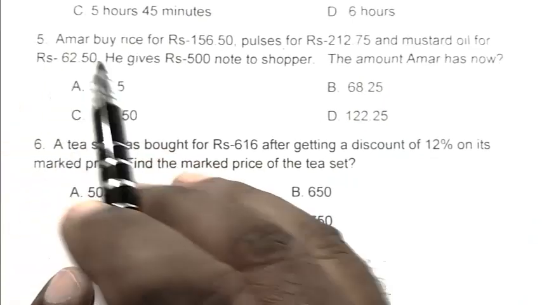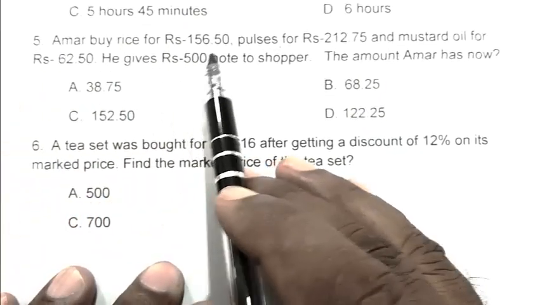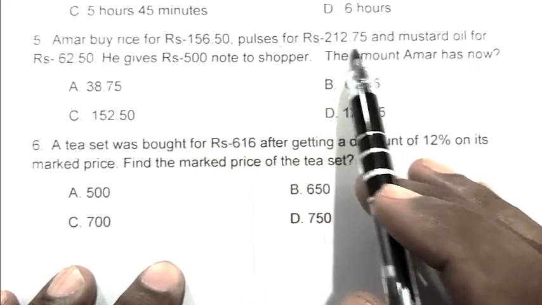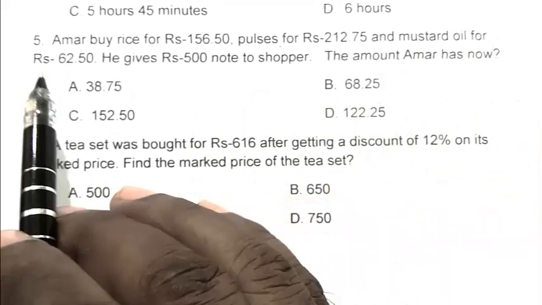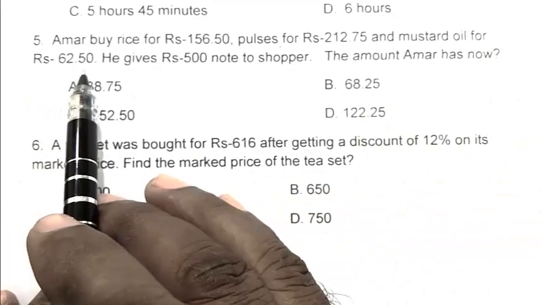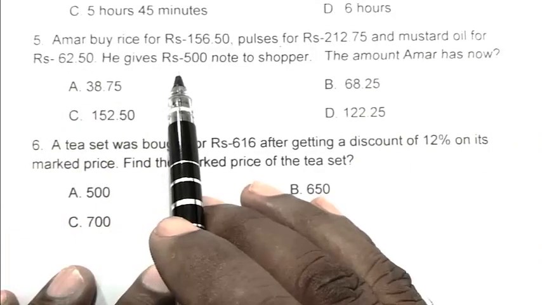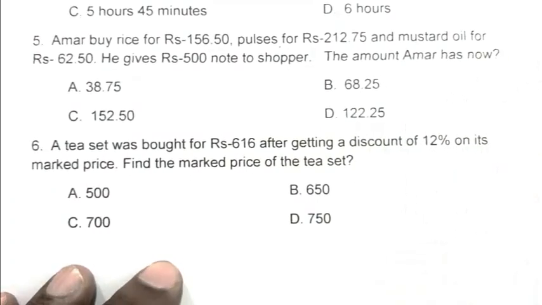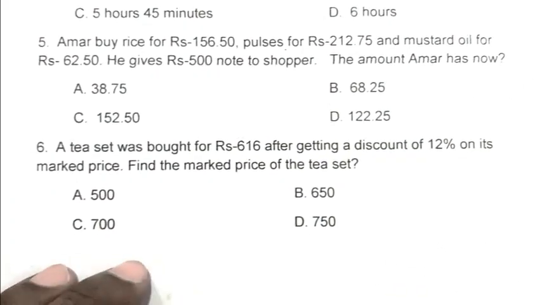Question number 5. Amar buys rice for rupees 156.50, pulses for rupees 212.75 and mustard oil for rupees 62.50. He gives a 500 rupee note to the shopkeeper. Find the amount Amar has now.